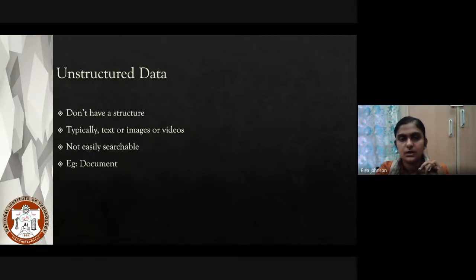And unstructured data, it's searchable. Examples are a document or an image or video.